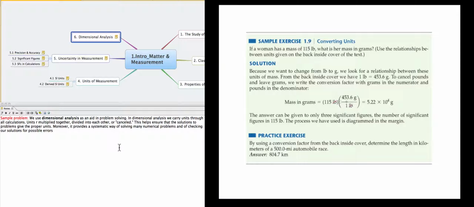In dimensional analysis, we keep all the units throughout the calculations. Units are multiplied, divided, or cancelled, just like you do with regular numbers. This helps to ensure that the solutions to the problems give the proper units.